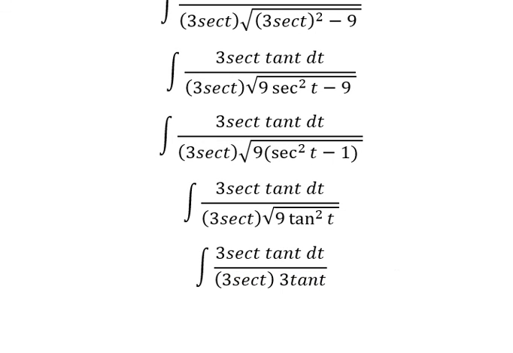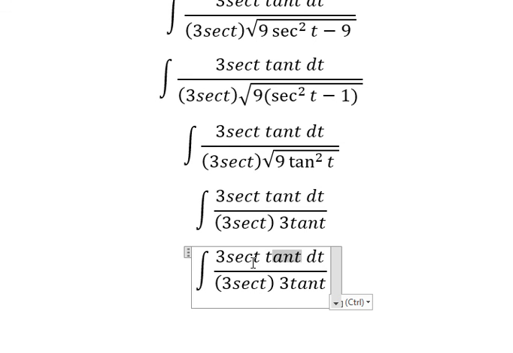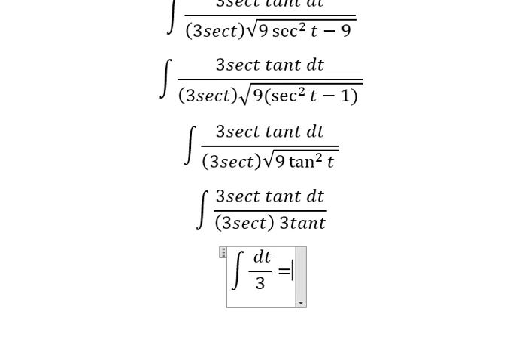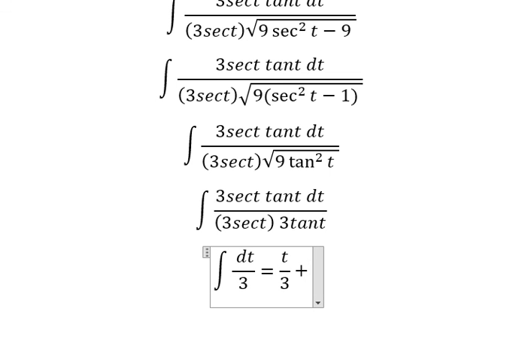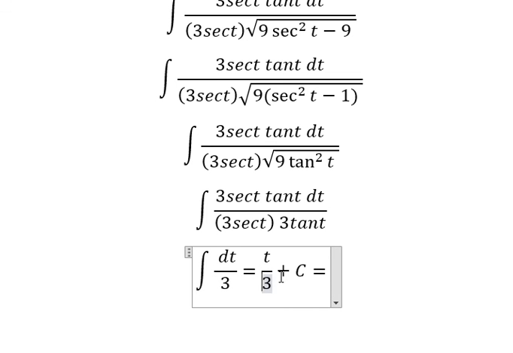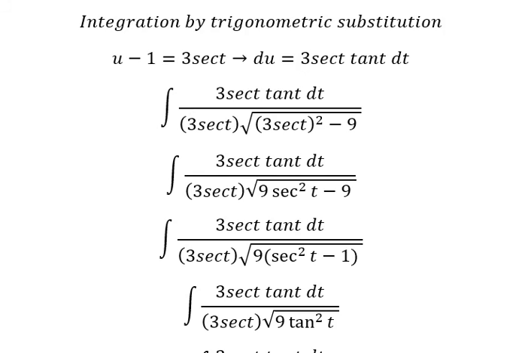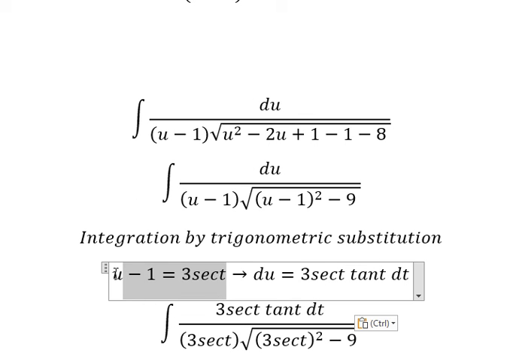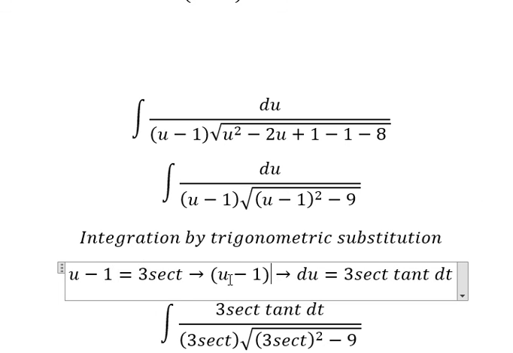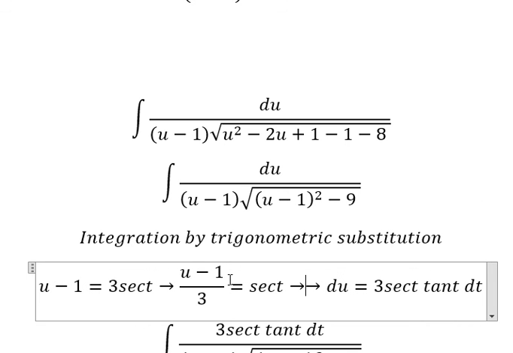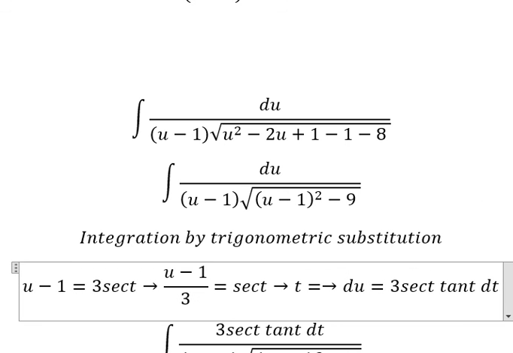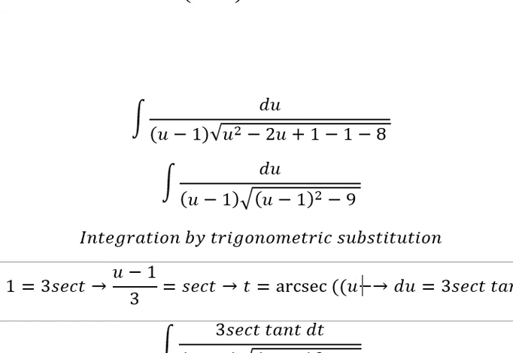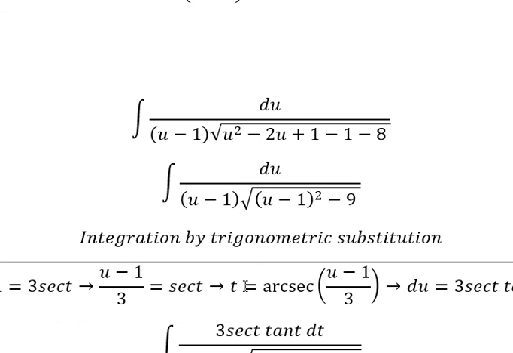Now we need to simplify 3 secant of t tan t on the numerator and denominator. And this one we have t over 3, and I will put c. About t, that is this one. So we divide both sides by number 3. And then you get t equals arcsecant of u minus 1 over 3. So I will put this one to change for t.